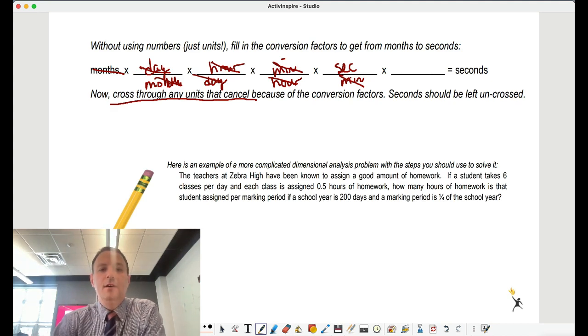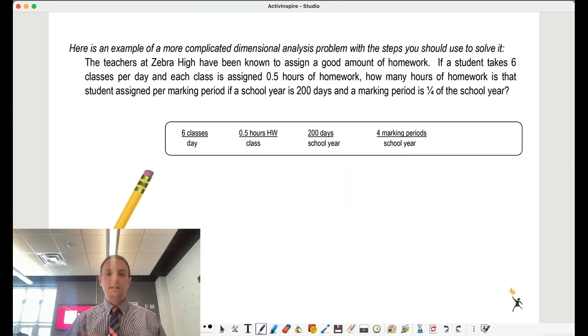So you can take a look at it now. If you look down your page, you'll see it's just another way to look at it. These are all the conversion factors I know: 6 classes in one day, half an hour of homework per class, 200 days in our school year, and 4 marking periods per school year. So if our goal is to cross things out, we have 6 classes a day. We want to find out how many hours of homework are assigned per marking period.